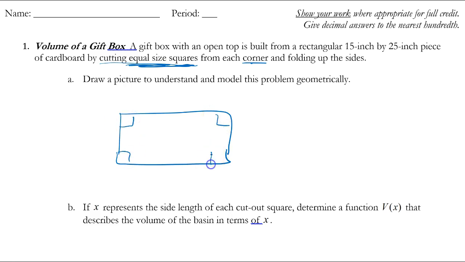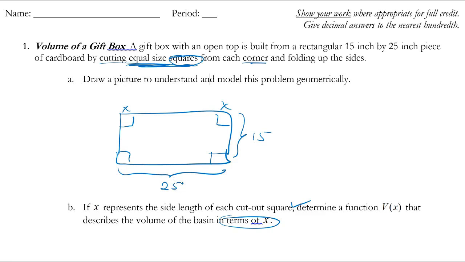And this is just a flat piece of cardboard. And since we don't know the cutout sizes, we do know they're squares, we're going to call that length x. In fact, in part B over here, we are directed to talk about x representing the side length of each cutout square. So that's a given piece of information. Now, it's important to know what some of the other dimensions are. And in this case, it's a 15-inch length right there, and over here we've got a 25-inch length.